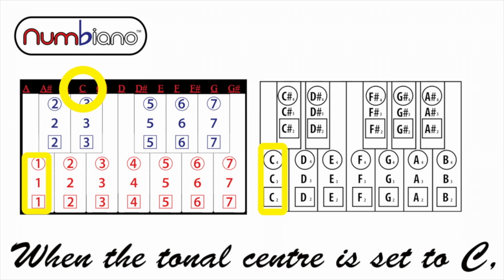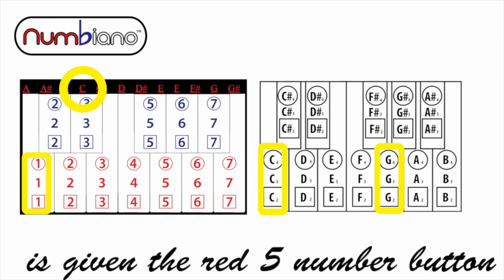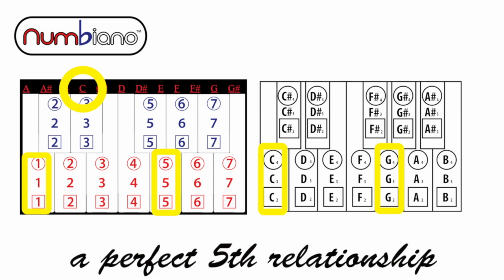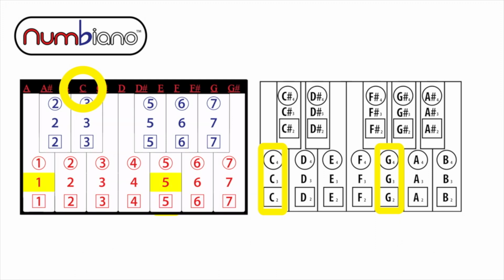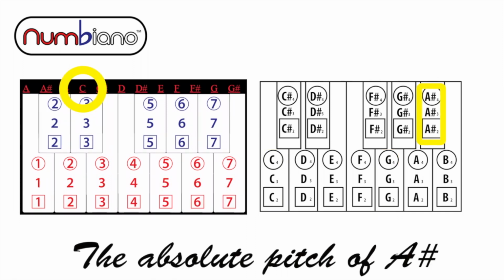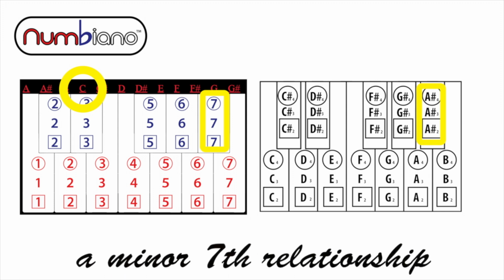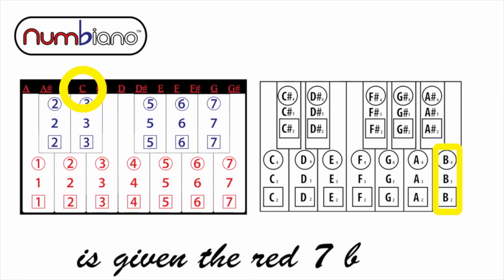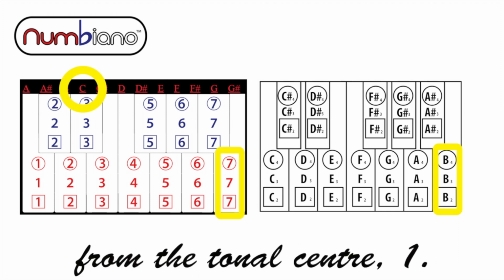When the tonal centre is set to C, for example, the underlying absolute pitch of G is given the red 5 number button. And this shows that it has a perfect fifth relationship with the 1. The absolute pitch of A sharp is given the blue 7 button to show that it has a minor 7th relationship with the 1. And the absolute pitch of B is given the red 7 button to show that it has a major 7th relationship with the tonal centre 1.